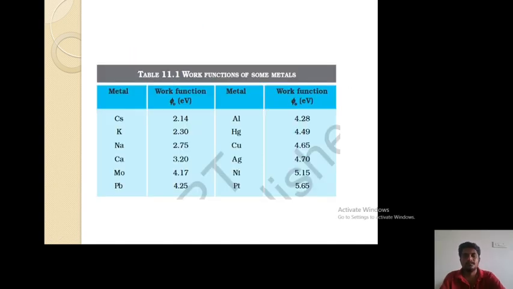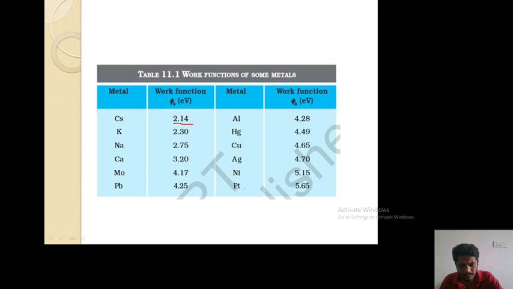So work function is different for different materials. Work function is lowest for cesium and highest for platinum. For cesium, the work function is 2.14 electron volts. If you apply 2.14 electron volts of energy, then you can easily remove an electron from the metal surface.